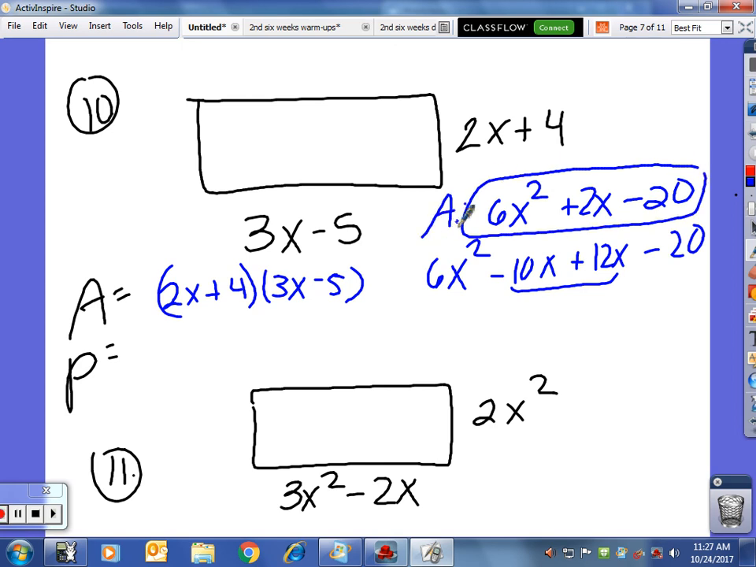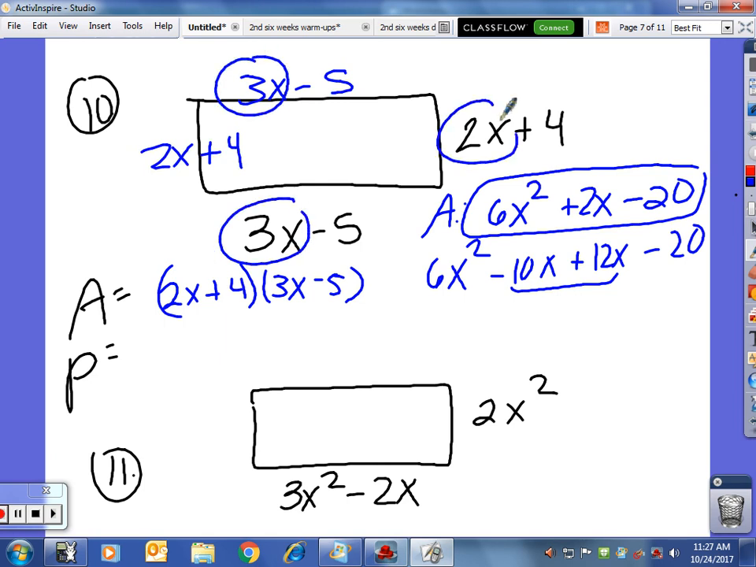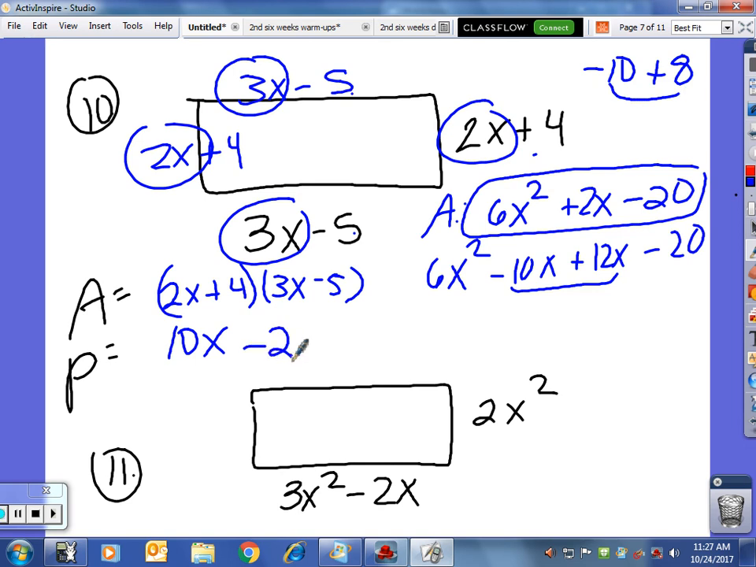Perimeter is not so bad. Perimeter is add up all of the sides. Now don't forget there's another 3x minus 5 over here, and another 2x plus 4 over here. What's a 3x plus a 3x plus a 2x plus a 2x? 10x. And a negative 5 plus a negative 5 is negative 10. Positive 4 and positive 4 is positive 8. So the total of those is negative 2, minus 2.